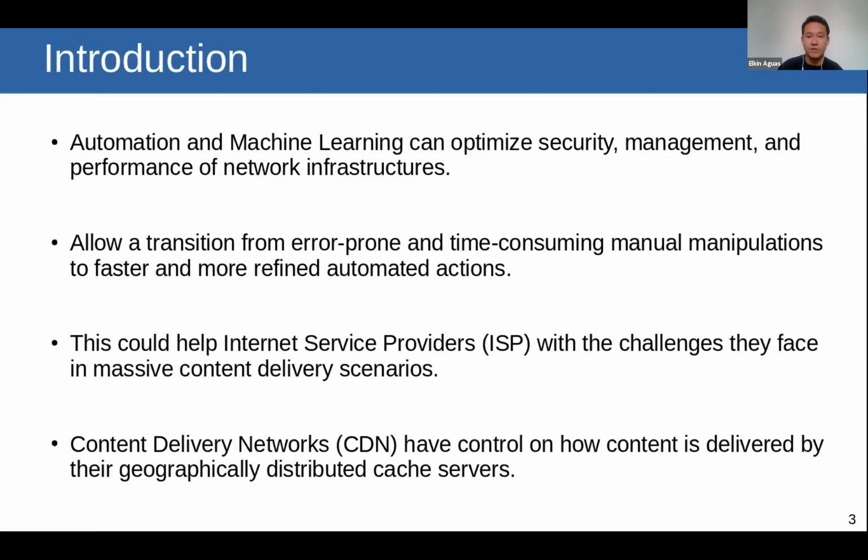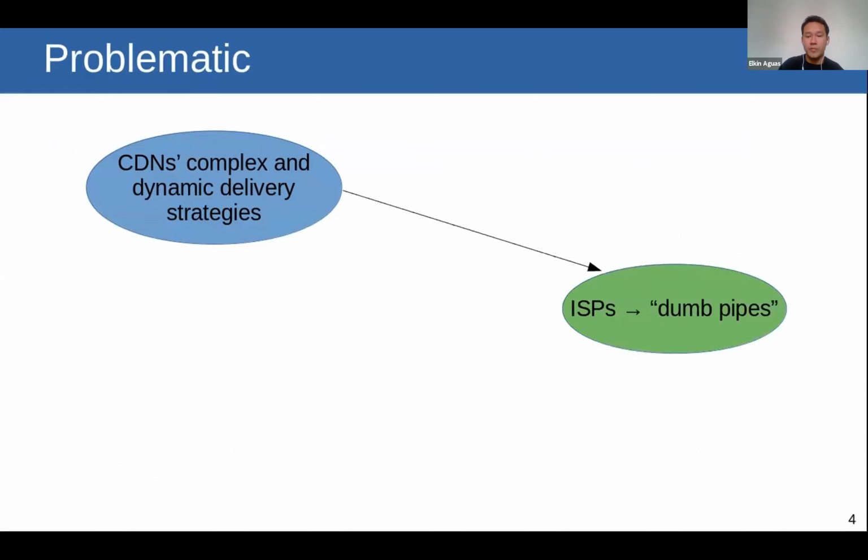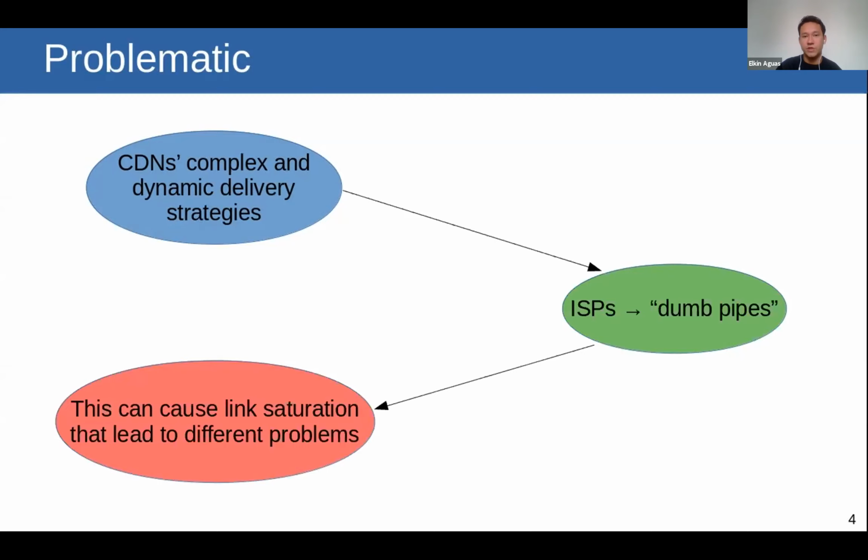This could help internet service providers with the challenges they face nowadays in massive content delivery scenarios. Content delivery networks, or CDNs, are fundamental players in these scenarios, because they control how content is delivered by their geographically distributed cache servers. These dynamic and complex delivery strategies turn ISPs into dumb pipes, because they lack control in these scenarios. This can cause link saturation and lead to different problems, from users not being able to access services to packet dropping causing BGP session termination, for instance.